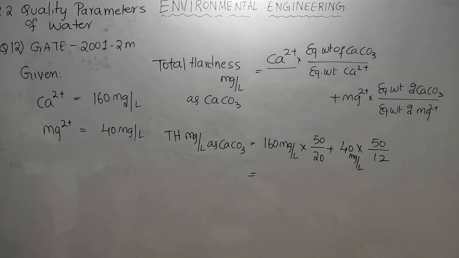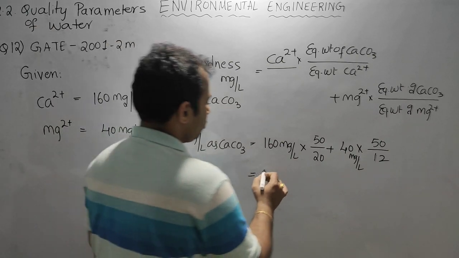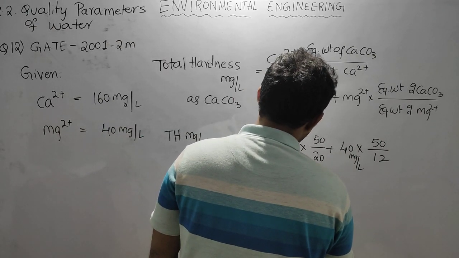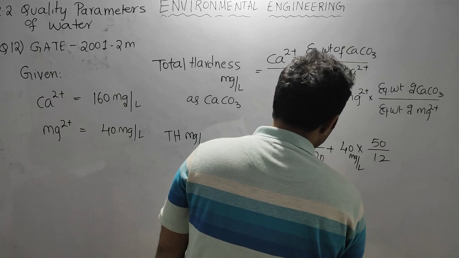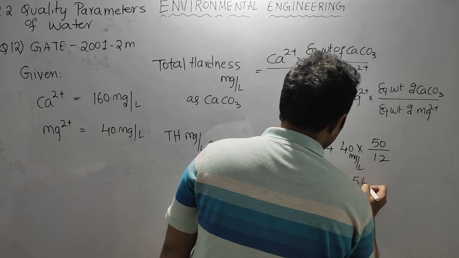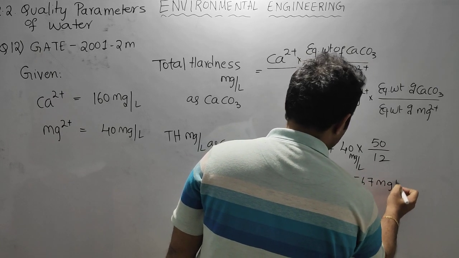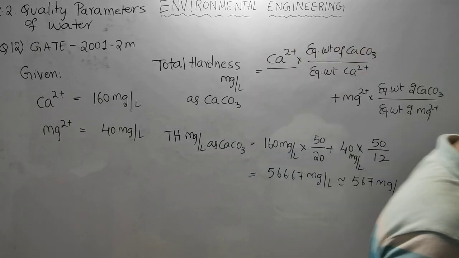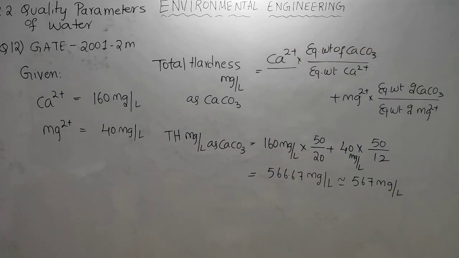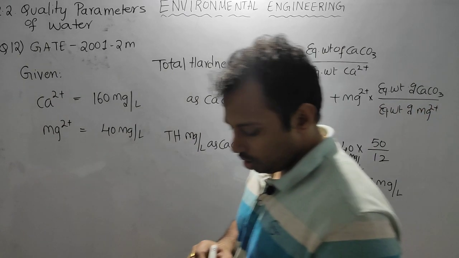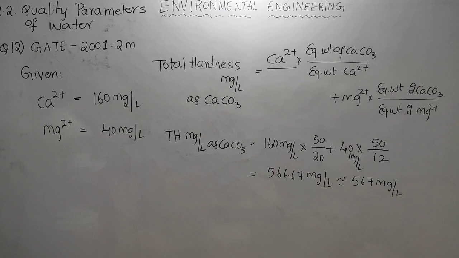Let us see what is the value. 566.67 mg per liter, which is approximately equal to 567 mg per liter. So that is the answer. Simple question. Majority of the questions from this topic will be like this only. Directly they will ask either to find total alkalinity or to find total hardness. Okay, so let us go to the next question.